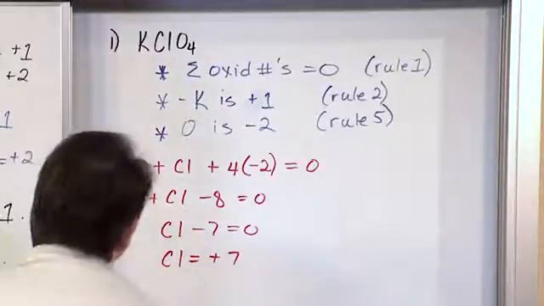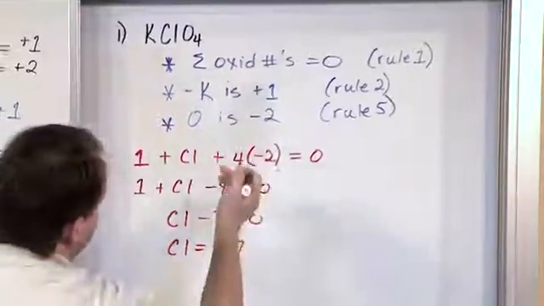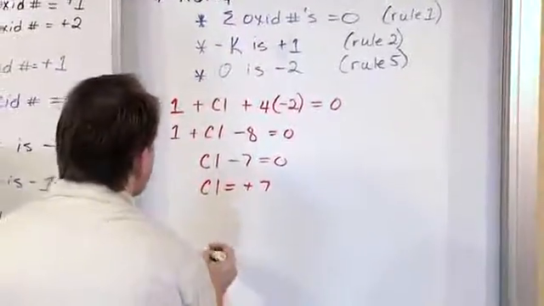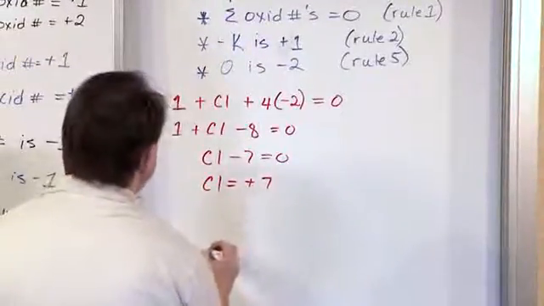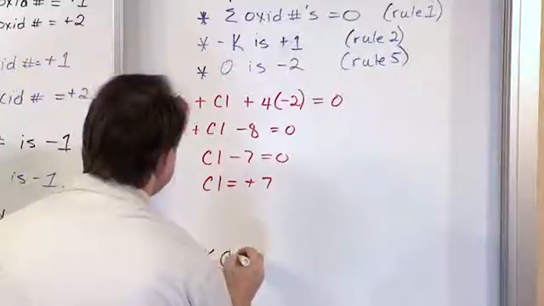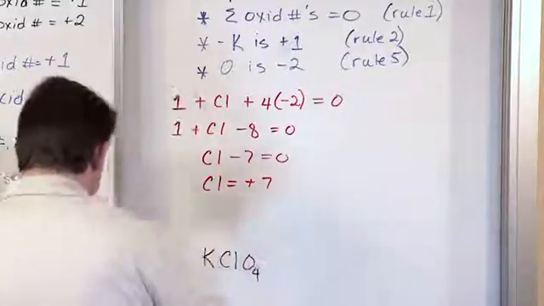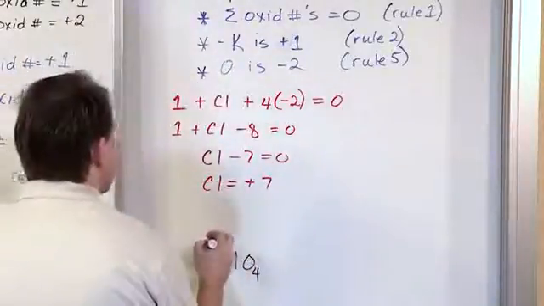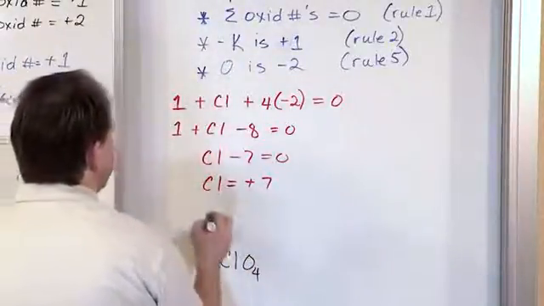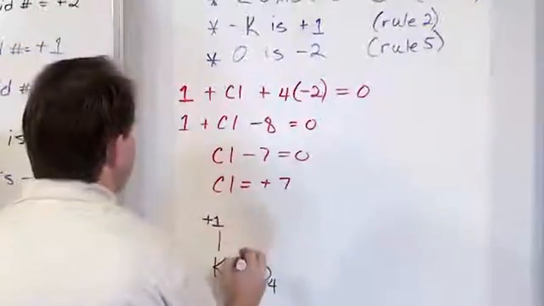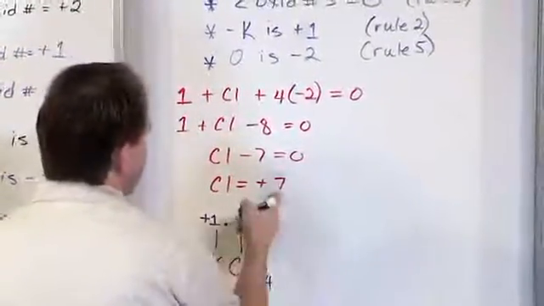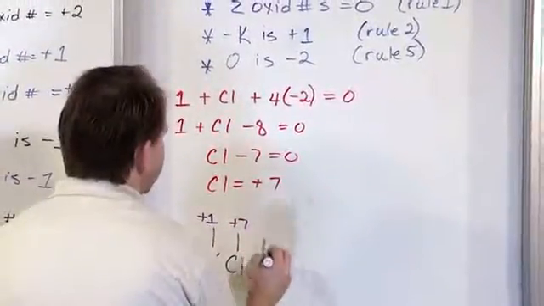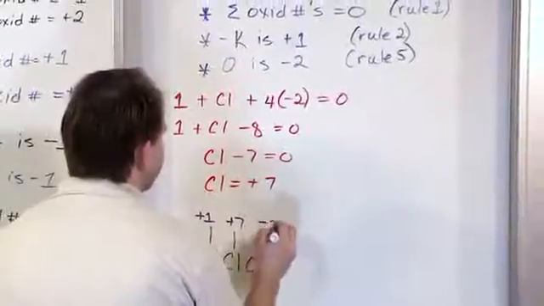The way that you write this down for your answer, you can do it any way you want, you can circle them, but a lot of the time you'll see the compound rewritten, KClO4. The way I like to do it is to draw a line from the potassium, and you put +1 up here. Put the line from the chlorine up here, and you put +7 up here. And you put the line from the oxygen, and you say -2.